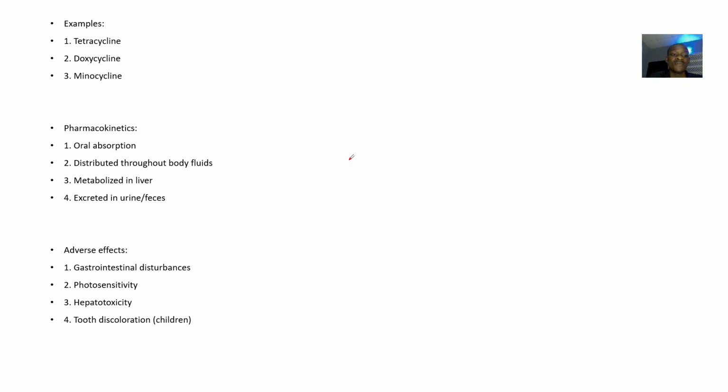All right. Then pharmacokinetics: it has oral absorption. That means you have to take it through the oral route. It's widely distributed in the body fluids. It is metabolized in the liver. That means it has the first pass effect, right? It is excreted in urine and feces, right? That's basically the excretion.